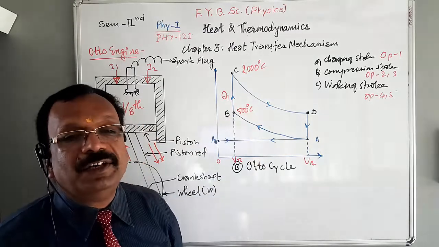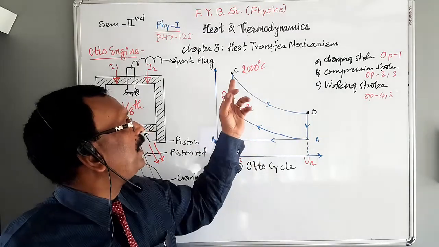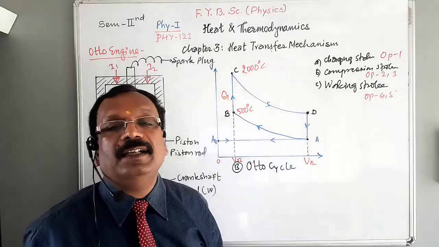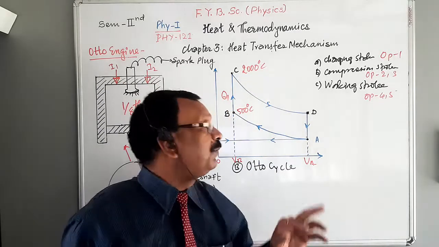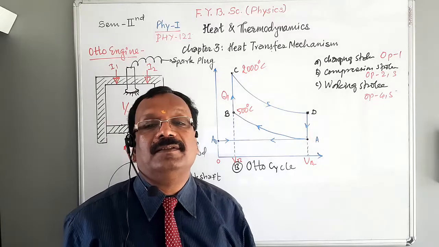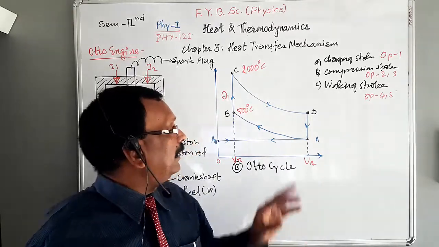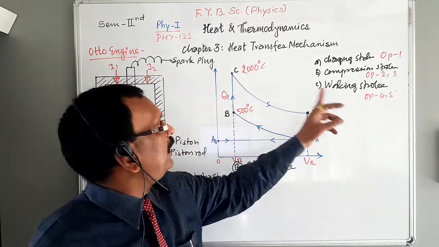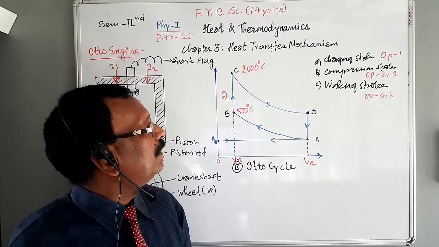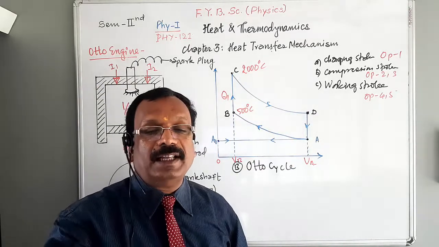As there is a decrease in volume, there is a fall in temperature from Tc to Td, and pressure also falls from Pc to Pd. Okay, and this operation number 4 is represented by the curve CD on the Otto cycle.